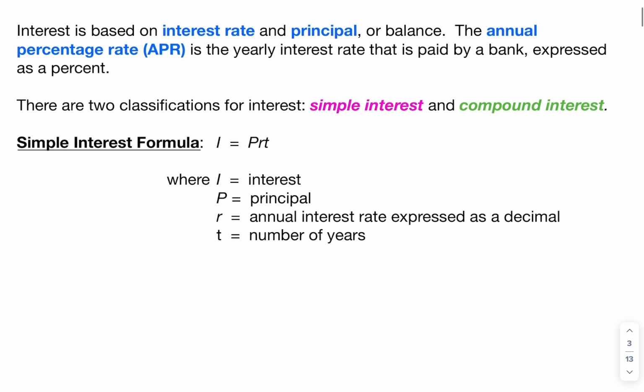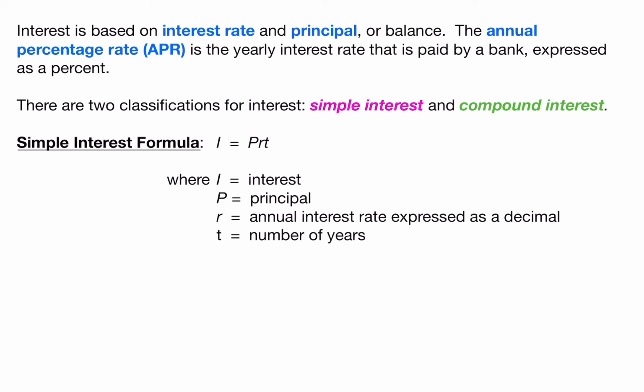Now, interest is based on interest rate and principal, or your balance, right? Interest is the amount of money that you earn, and the annual percentage rate, also known as APR, is the yearly interest rate. So in a given year, this is how much interest you would earn or that a bank would pay you, and it's usually expressed as a percentage, okay?